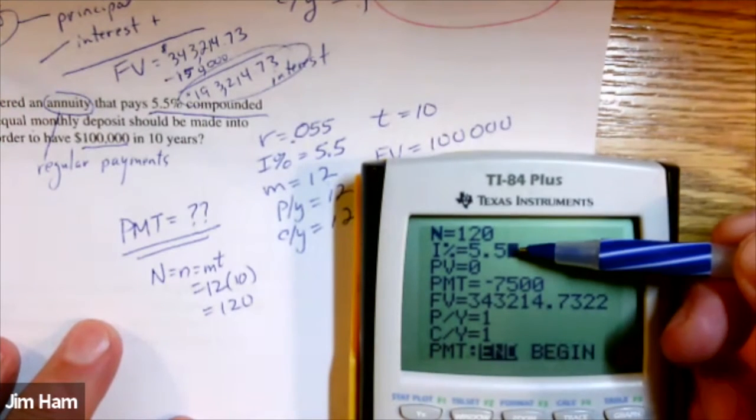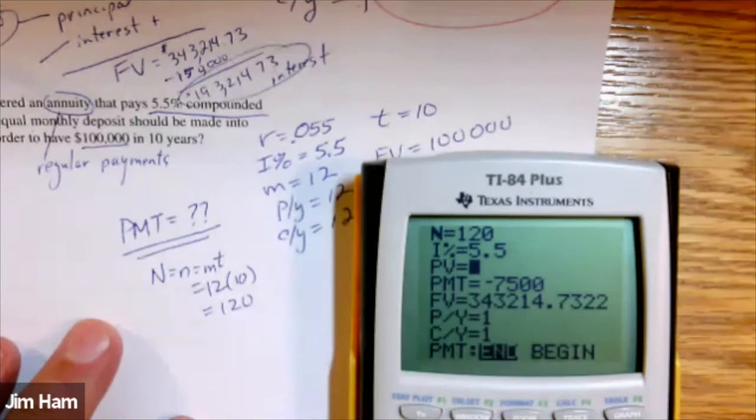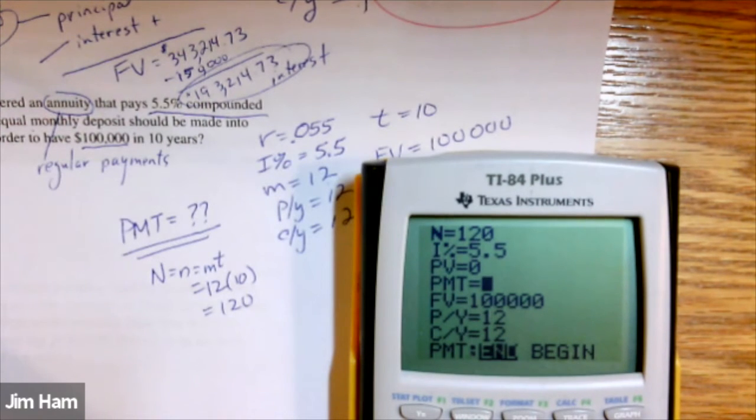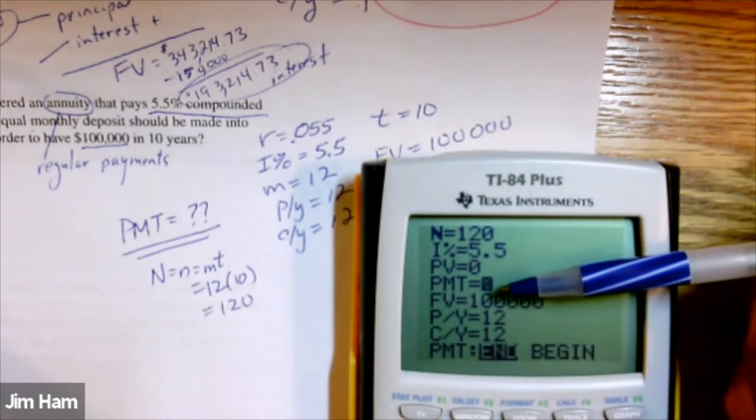5.5 is the interest rate. We start with nothing. We're going to make regular payments, so I'm just going to put 0 and scroll by that one. In the future, we want to have 100,000, and we're going to be making monthly payments. So every number is associated with this problem except for the payment, and that's the one I want to calculate.